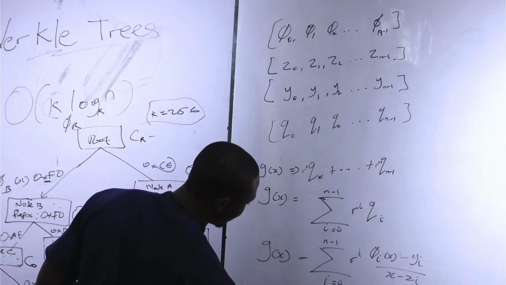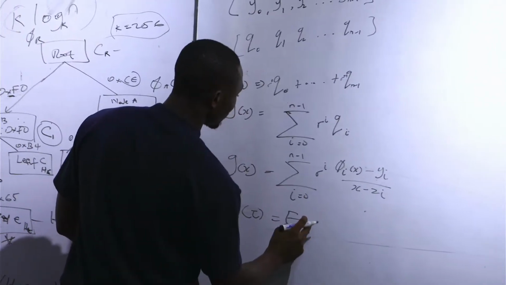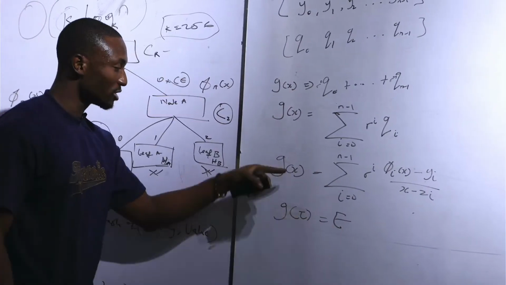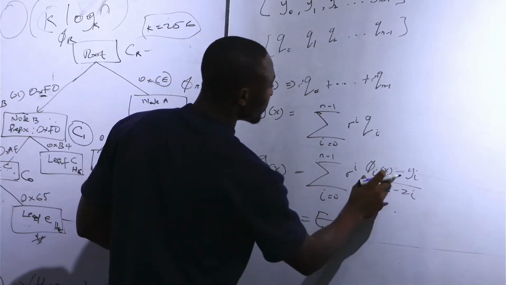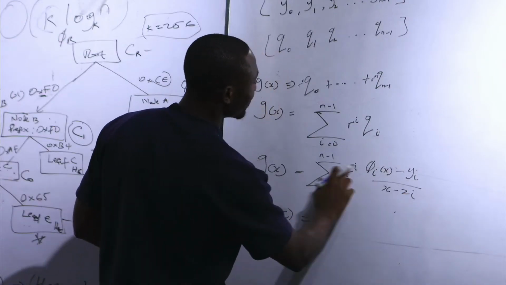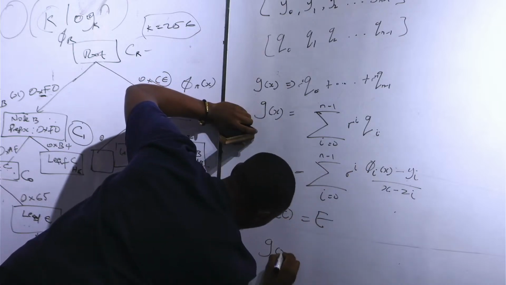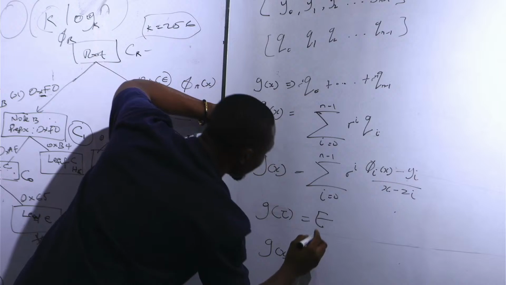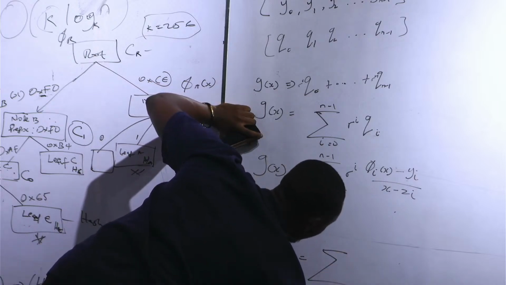Let's say g of x, remember our secret key equals e. So that's the commitment to this particular g of x. So now, from here, we can actually split this g of x into two. We can say it is equal to two summations now.